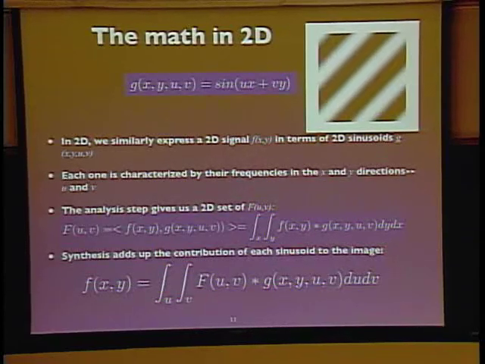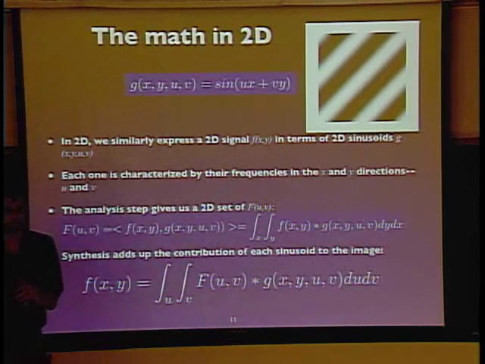Suffice to say, everything happens the same way in 3D. You simply have sinusoids that cover three dimensions. You have one coefficient for each such sinusoidal curve. Add them all together. To do analysis, you take inner products of the imaging data with that. To do synthesis, you do inner products of the coefficients with the sinusoidal functions. Everything stays the same when you go from one dimension to two dimensions to three.